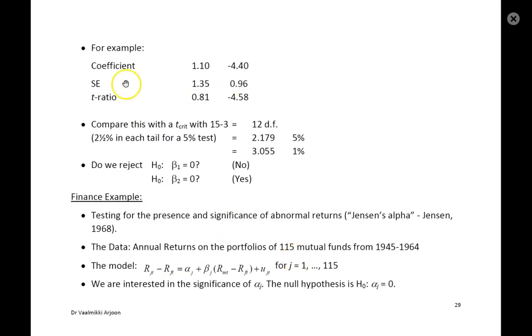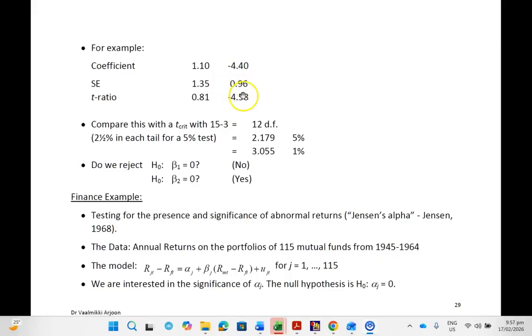Now let's say we have a coefficient of 1.1 with a standard error of 1.35 and a t ratio of 0.81. And we have another example where the coefficient is negative 4.4 and the standard error is 0.96. Negative 4.4 divided by a standard error of 0.96 gives a t ratio of negative 4.58. And 1.1 divided by 1.35 gives a t ratio of 0.81.